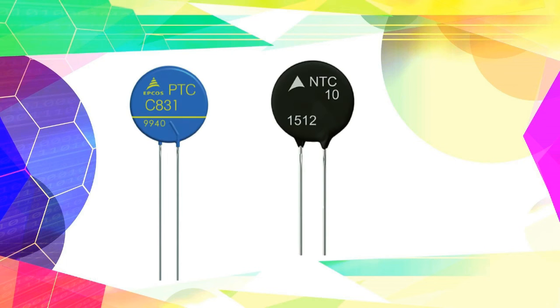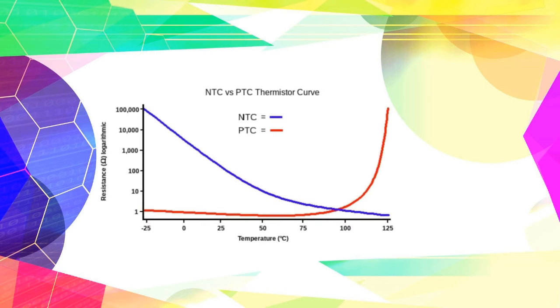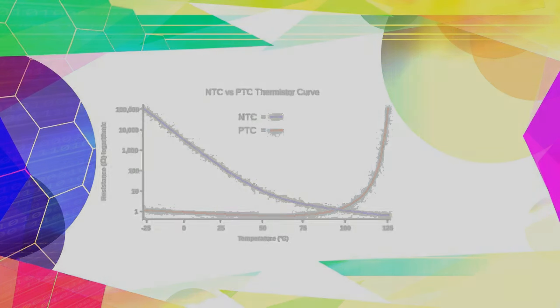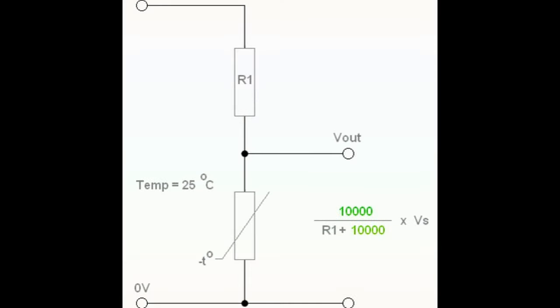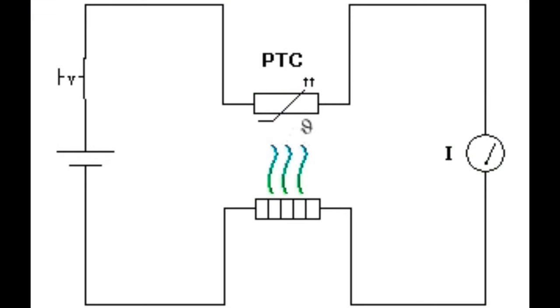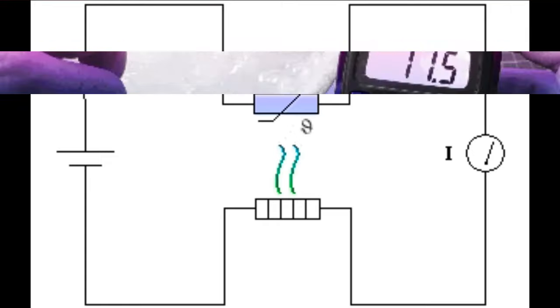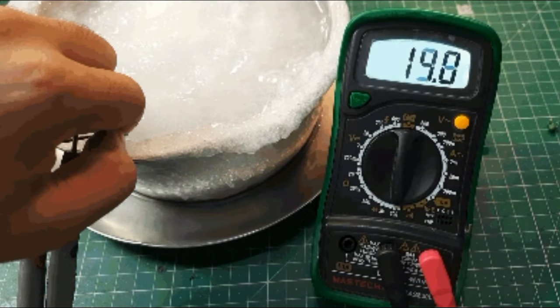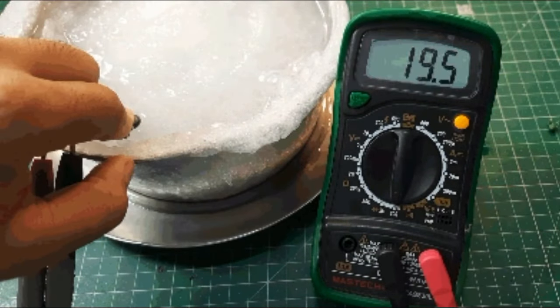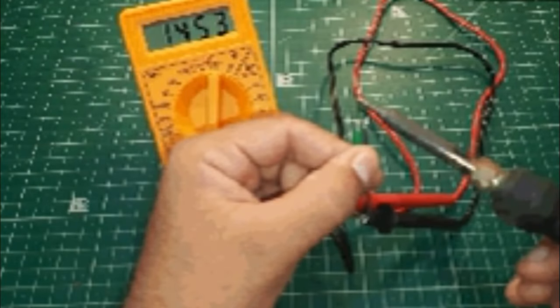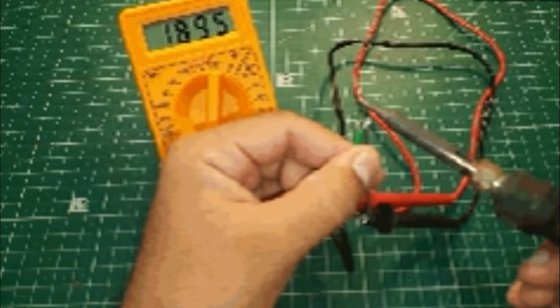As we know, both of these parts are variable resistors with temperature, but they are opposite to each other. PTC is directly related to temperature, but NTC is inversely related to temperature. That is, as the temperature rises, the resistance of NTC decreases, but the resistance of PTC increases. When the thermistor is cold, resistance is high and current cannot pass through. When warmed, resistance falls and current passes through.